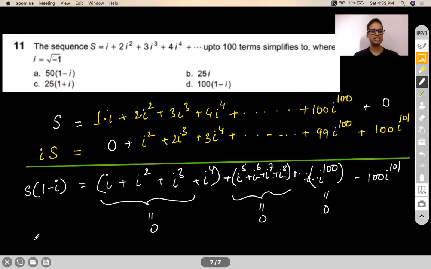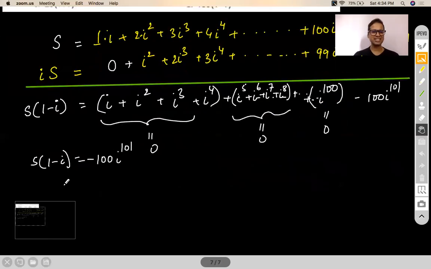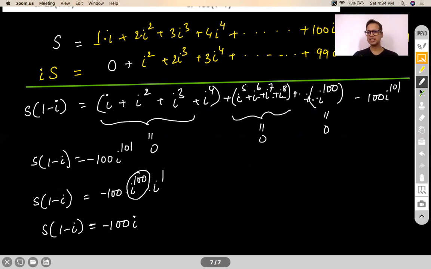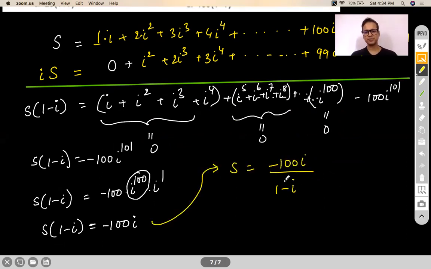So nothing is left other than minus 100 i to the power 101 on the right side, sorry, my bad. And that is like i to the power 100 into i to the power 1. So i to the power 100 will become 1 because 100 is a multiple of 4. So ultimately what you see is minus 100 i on the right side. So our answer here would be minus 100 i divided by 1 minus i.